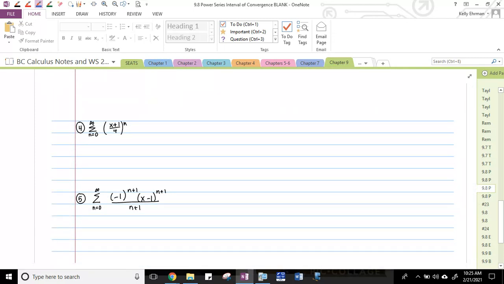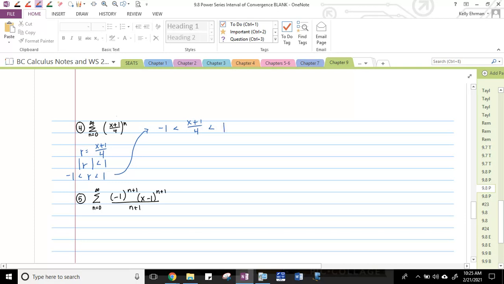All right, let's take a look at this one. This, again, kind of looks nicely geometric, right? There are no factorials involved. So I can get right to saying, okay, r will be (x plus 1) over 4. And the rule for convergence is that a geometric series converges as long as the absolute value of r is less than 1. In other words, r needs to stay between negative 1 and 1. Okay, so let's equate that to our problem. Negative 1 is less than (x plus 1) over 4, which is less than 1.